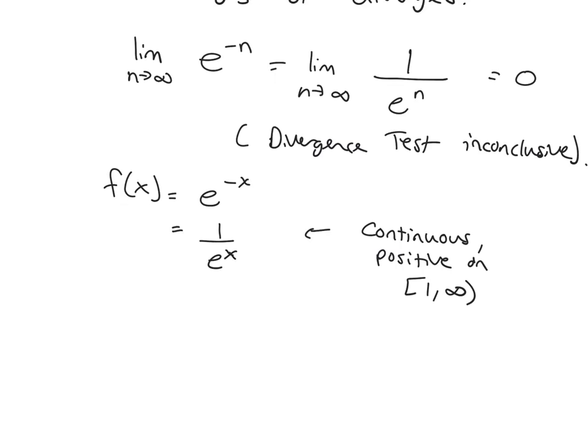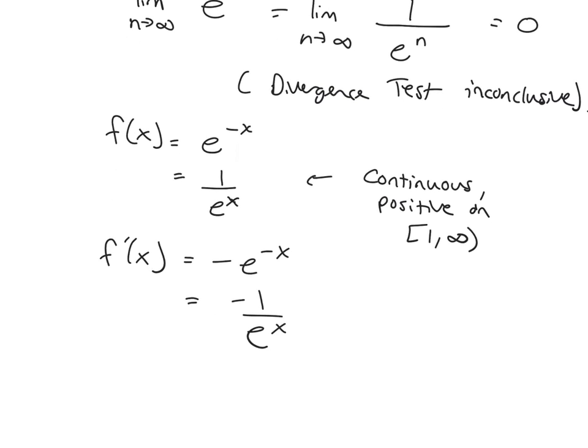I need to show it's decreasing. What's the derivative of e to the negative x? That's definitely negative, right? It's always negative. The numerator's negative, the denominator is always positive, so this is always less than 0. So it's decreasing on my interval 1 to infinity as well.